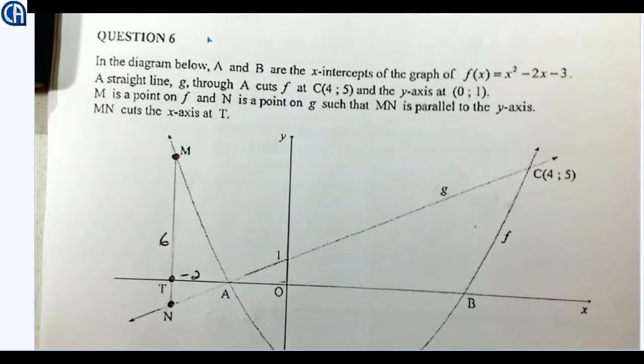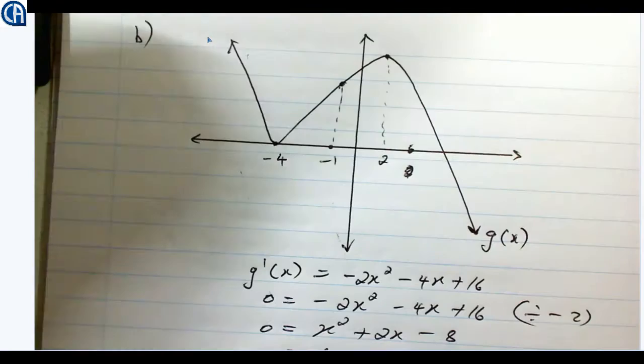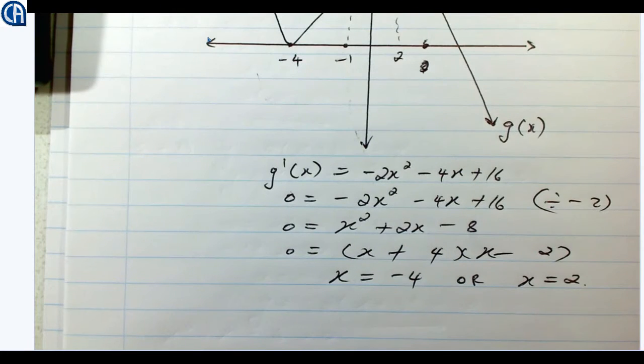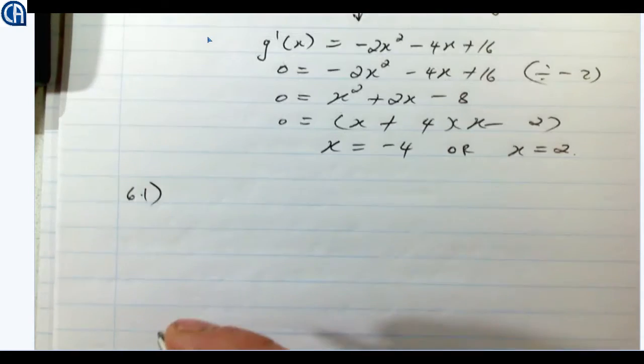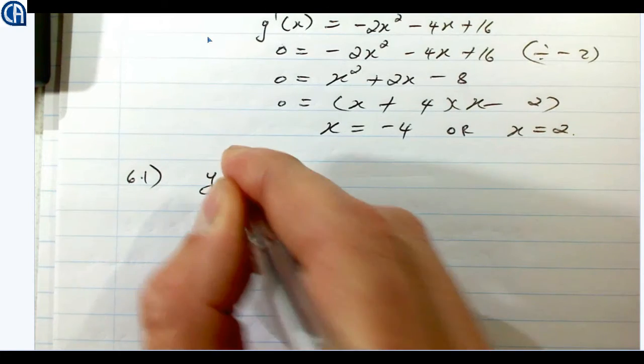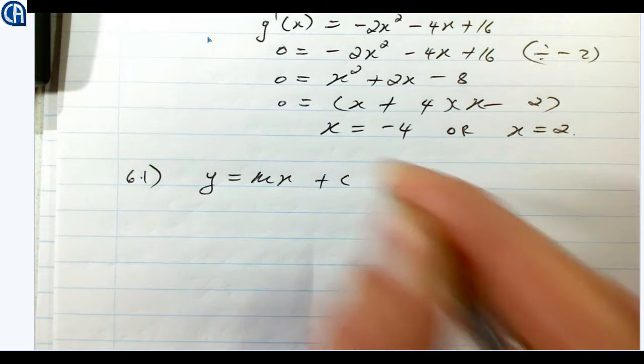Alright, let's turn over to the next question, which looks like that. Okay, now there's quite a lot going on in the information, so I'm going to try and just single out what is required. It says show that the equation of g(x) is equal to x plus 1. Now that is the equation of a straight line. The equation of a straight line is y equals mx plus c.